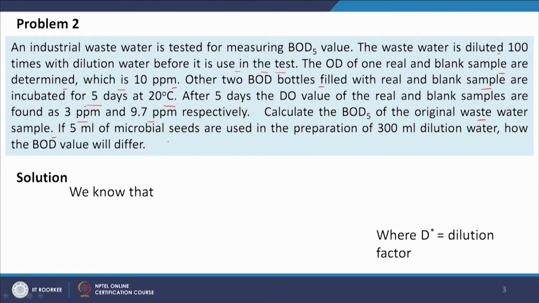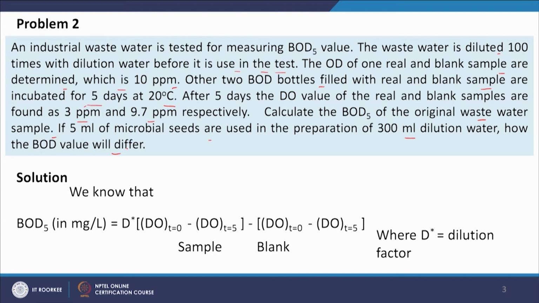If 5 ml of microbial seeds are used in the preparation of 300 ml dilution water, how the BOD value will differ? So, this is the problem based on the determination of BOD. So, we have the formula. So, BOD5 in mg per liter equal to D into (DO at T equal to 0 minus DO at T equal to 5 for sample) minus (DO at T equal to 0 minus DO at T equal to 5 for blank), where D is the dilution factor, in this case 100 times dilution.